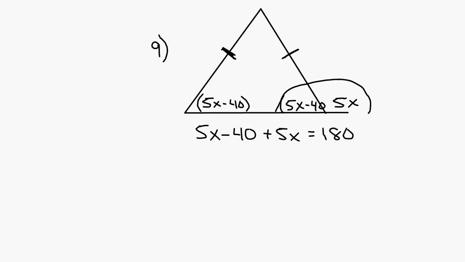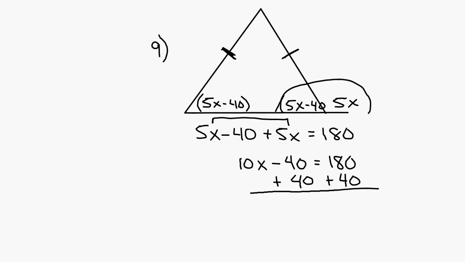If you combine like terms, 10x minus 40 equals 180. Add 40 to each side. So 10x equals 220. And divide each side by 10. So x equals 22.